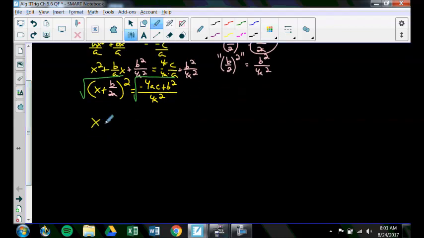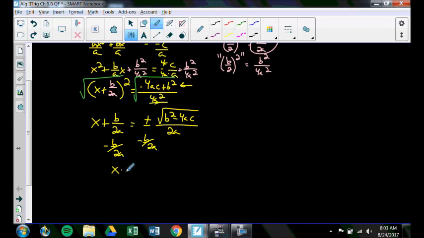And I get x plus b over 2a equals plus or minus. I'm going to rearrange the top up here. I'm going to make this look like the square root of b squared minus 4ac. And on the bottom, the square root of 4a squared is just 2a. Now I subtract b over 2a from both sides. And we get x equals negative b over 2a plus or minus the square root of b squared minus 4ac over 2a. And please notice this right here is an AOS. Negative b over 2a is how you find an AOS.